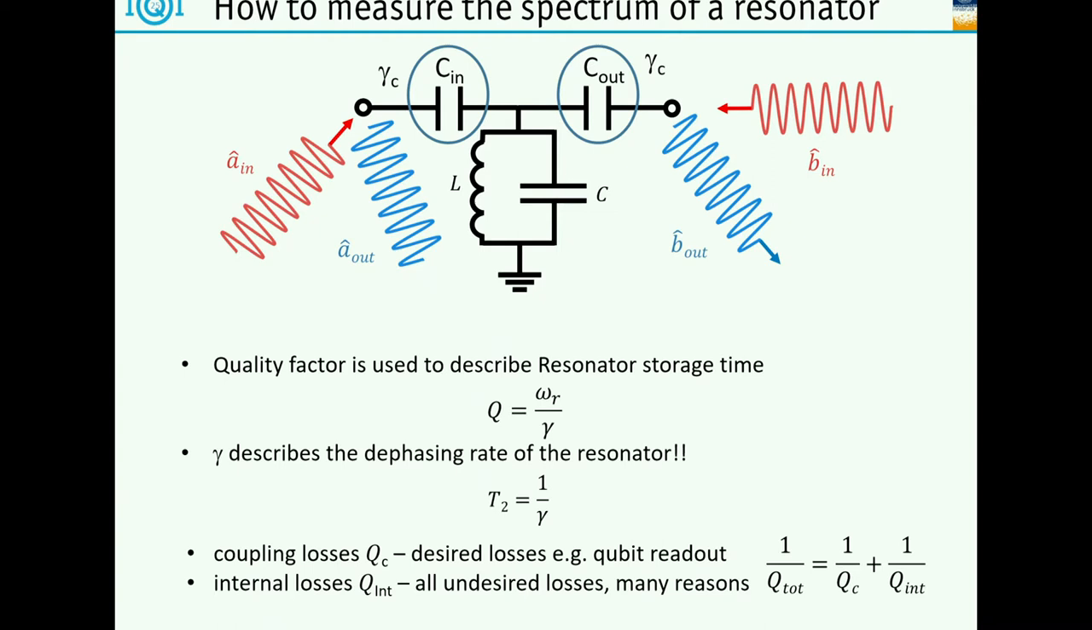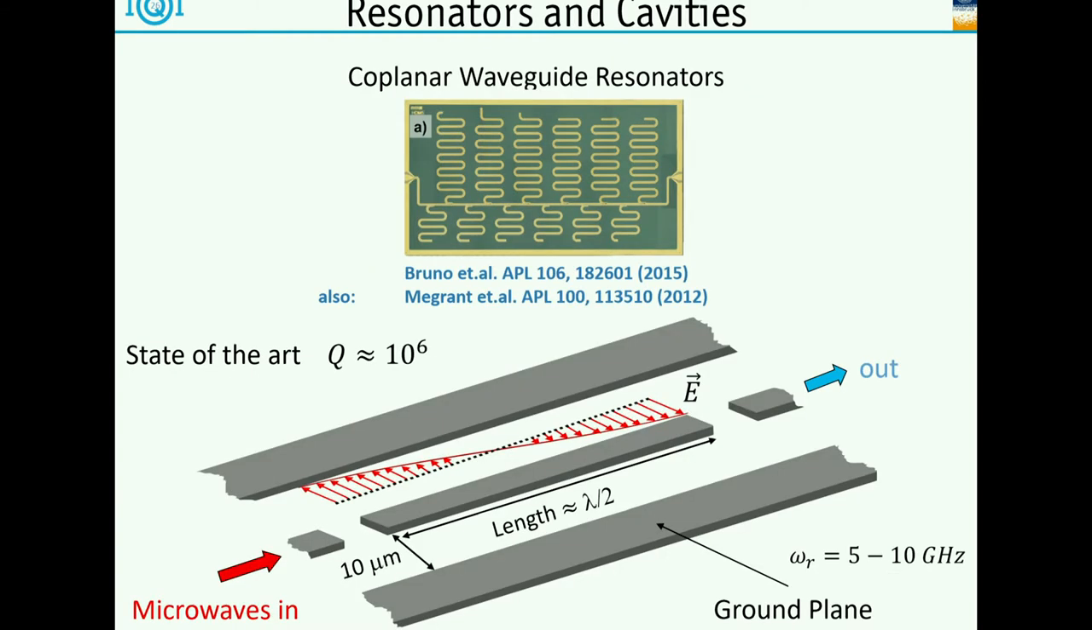So I think I just have some time to show you some actual devices. This is a picture from Leo DiCarlo's group in Delft. Those meandering lines here are actually resonators. They are of a slightly different form than what I talked about. They are so-called coplanar waveguide resonators. So these lines here, I've drawn a sketch down there of what they are.